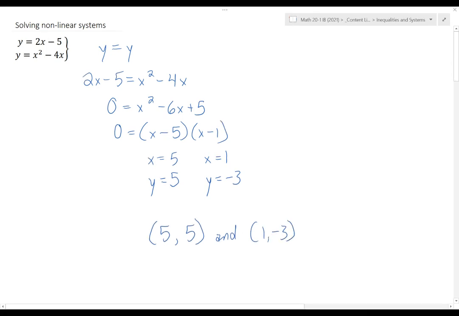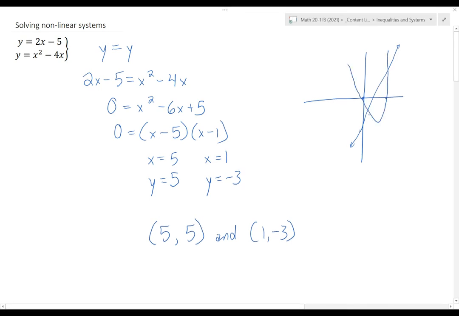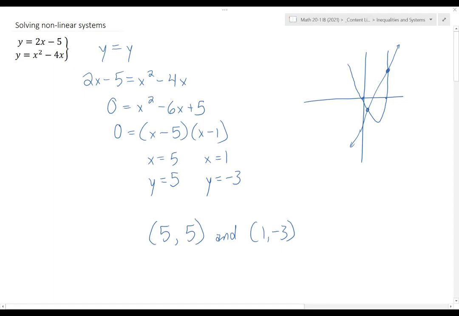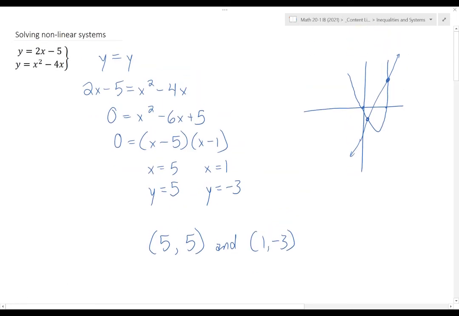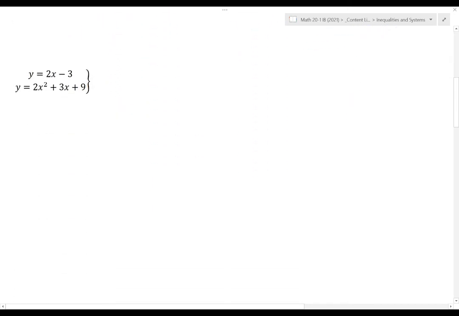Thinking about this graphically, if I picture in my head what that first line would look like, something like this. The parabola is going to cross the x-axis at 0 and 4. It's going to kind of do this. So my points of intersection (1, negative 3) and (5, 5) do make sense. It is possible for a line and a parabola to intersect twice, once, or not at all. So just like with any regular quadratic equation, we could have one solution, two solutions, or no solutions at all.